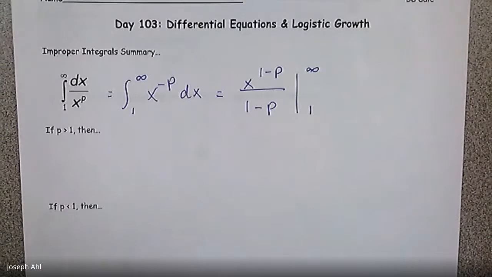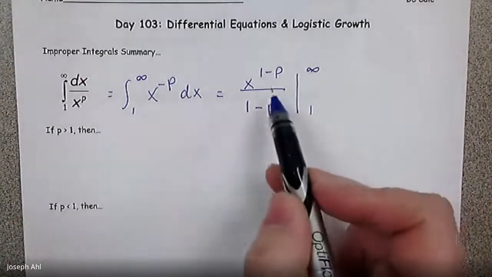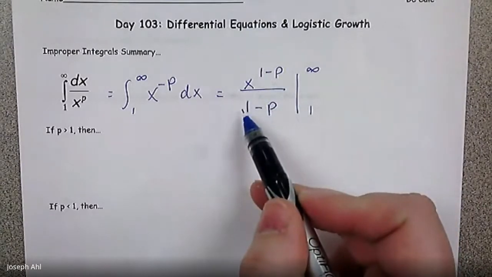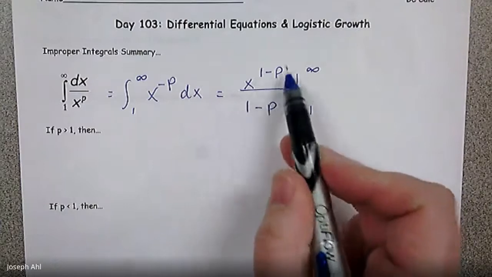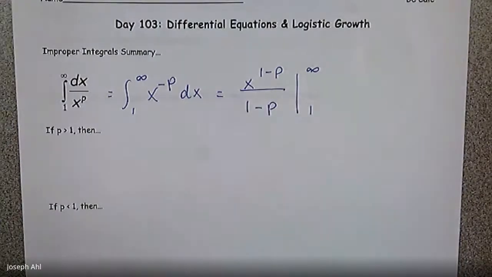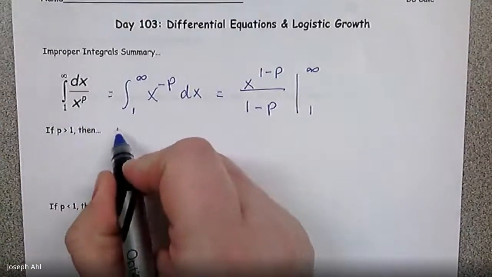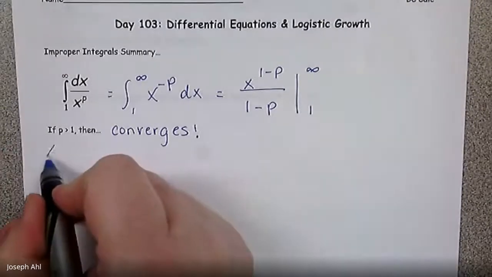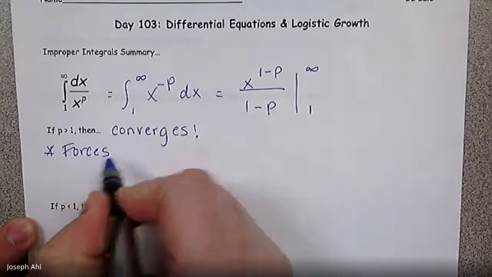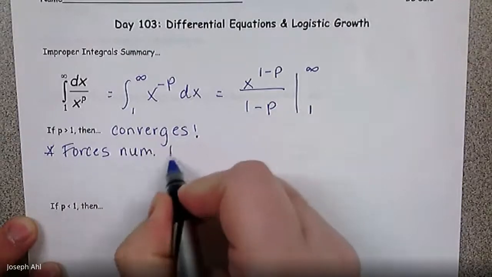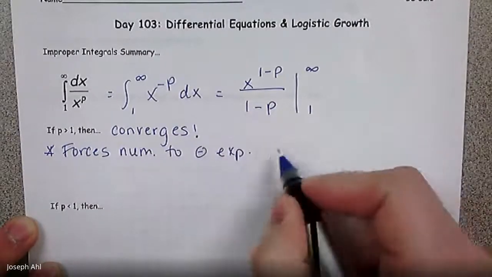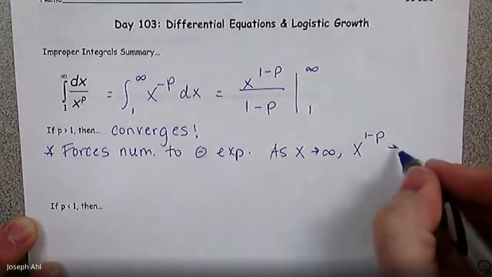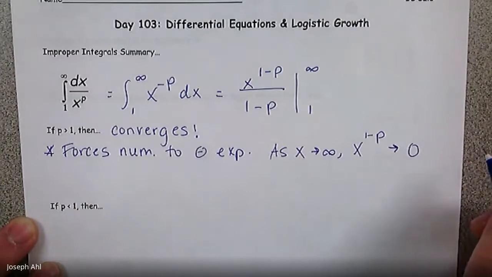It turns out that the instances in which we converge is when this becomes a negative exponent, and that brings us to the denominator here. So how is this going to become a negative exponent? If p is bigger than 1. So if p is greater than 1, then we get that the integral converges. This forces the numerator to a negative exponent, and as x goes to infinity, we know that x to the 1 minus p is going to go to 0.